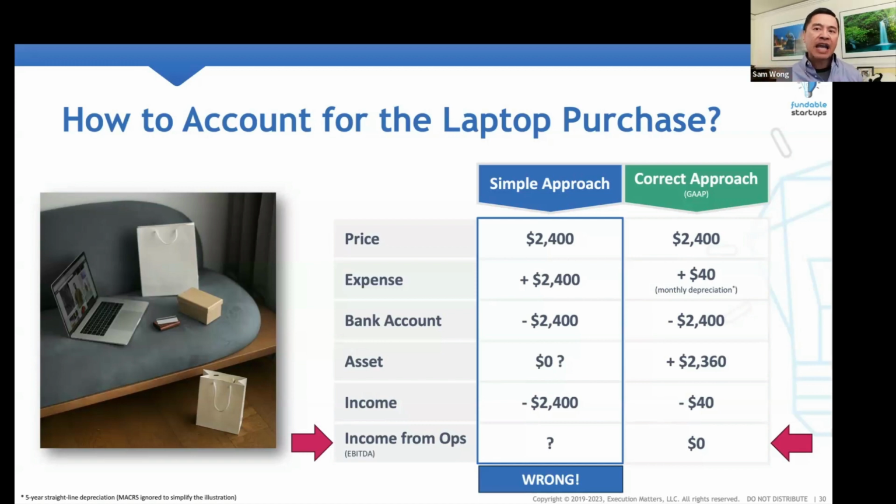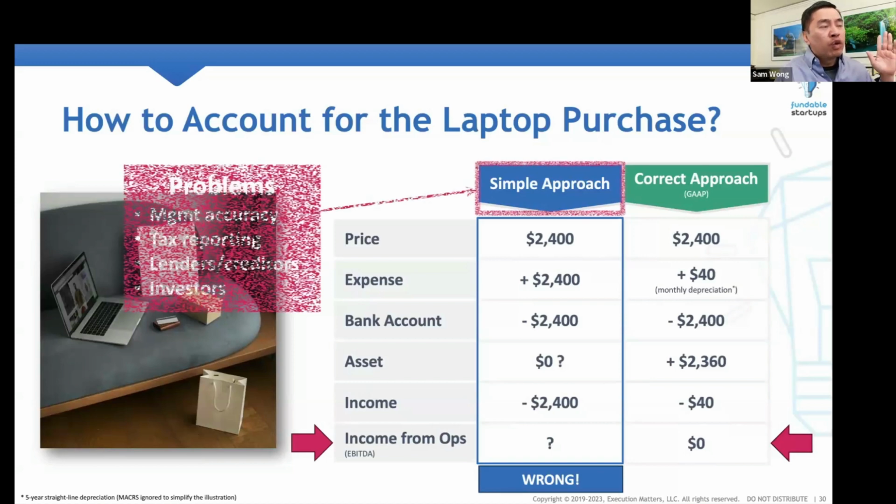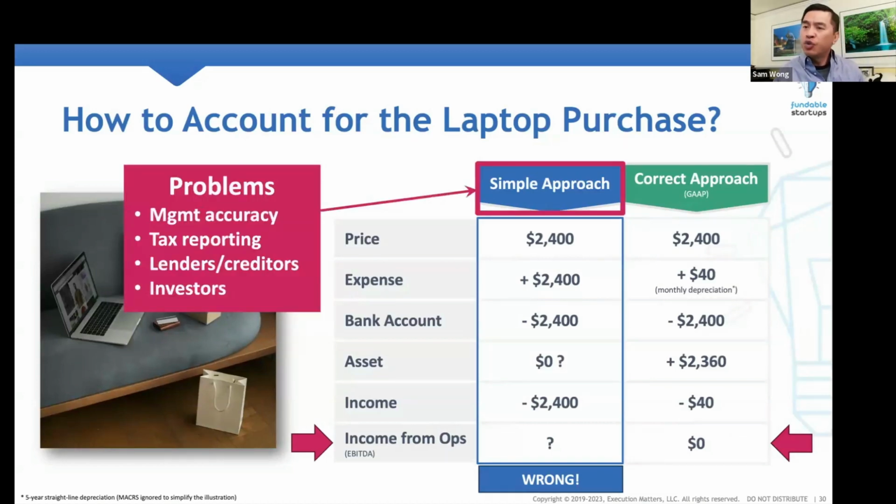Because this transaction of buying a laptop is not the business that you're in. The income from operations is what you want to reflect as the profitability of the company. And that's what you want to be able to present. When you take the simple approach, you have problems. The management accuracy of your accounting is wrong.